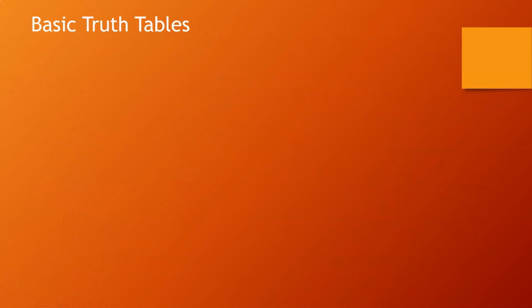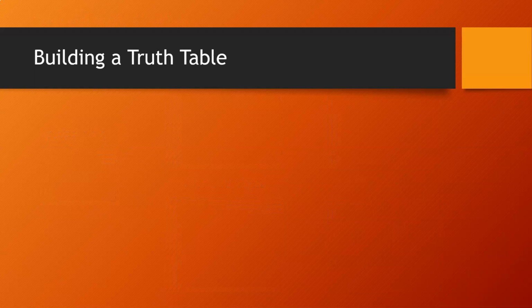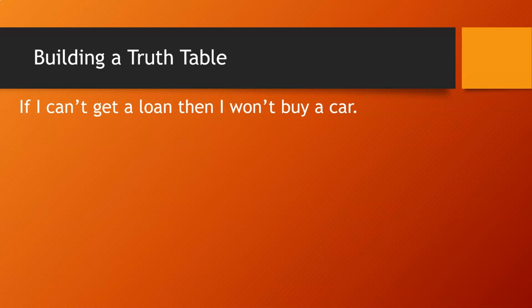To determine whether, or under what circumstances, statements are true or false, we're going to use some basic truth tables for negations, conjunctions, disjunctions, conditionals, or biconditionals. Let's look at an example to see how we can build a truth table to determine whether a statement is true or false. The statement we'll be looking at is, if I can't get a loan, then I won't buy a car.